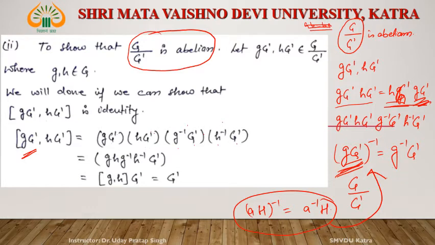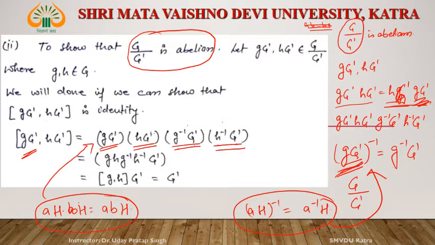Now, what is the product of two cosets? aH bH is equal to abH, right? Then apply this property here. This is aH bH cH dH, this type of element. Then this is equal to abcdH, right? abcd means g h g inverse h inverse G prime. Since aH bH cH dH is equal to abcdH, so g h g inverse h inverse G prime.